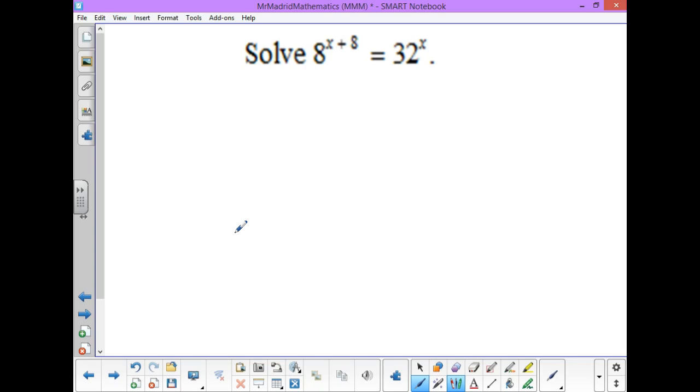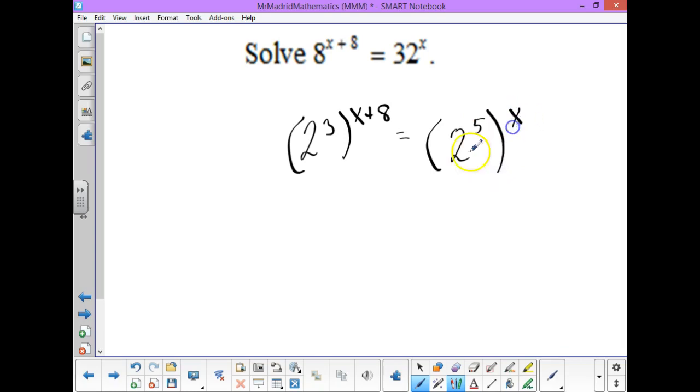Now, as you're looking at this problem, sure it's new, but something that should come to mind is the fact that this 8 and this 32 must have a common base, right? Some common base, different exponents. So let's take that approach. So 8, most of you are comfortable to know it's 2 cubed, x plus 8, equals, same thing with 32, it's 2 to the what? 4, 8, 16, 32, okay, to the x.